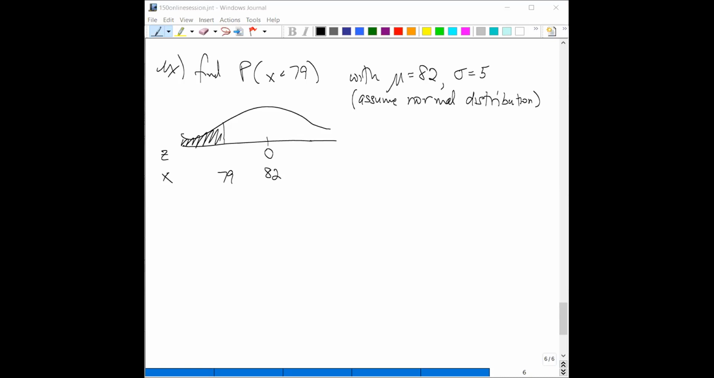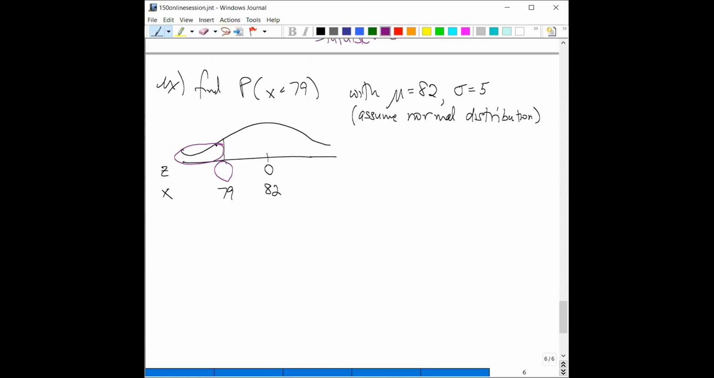So the question is really just asking us to find this area, because area and probability are the same thing. Now we're starting at a given x value, so we have to go up the ladder. From x, we have to find the z-score, and then from the z-score, we can find the probability.